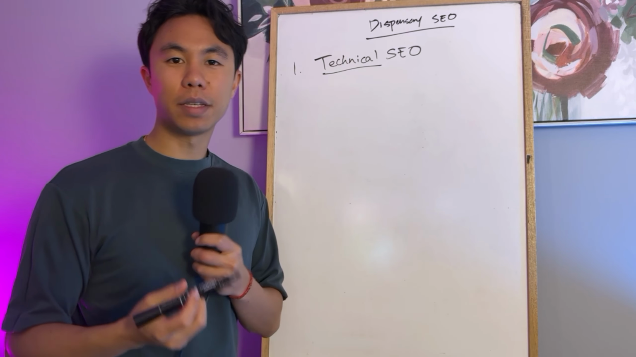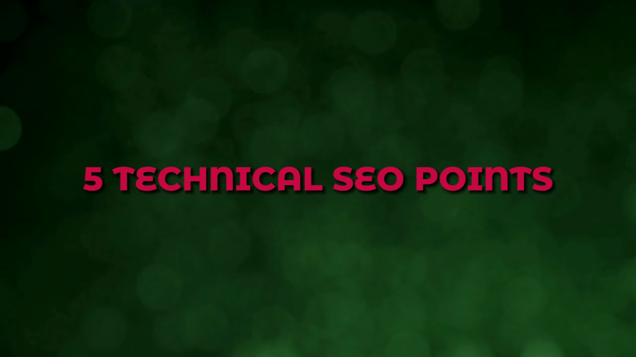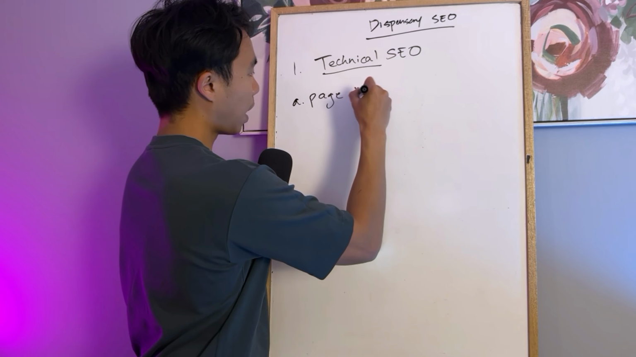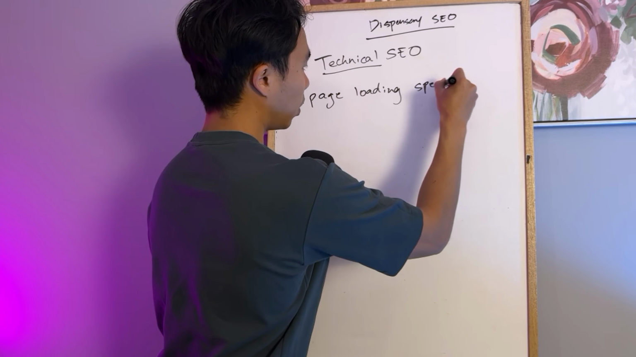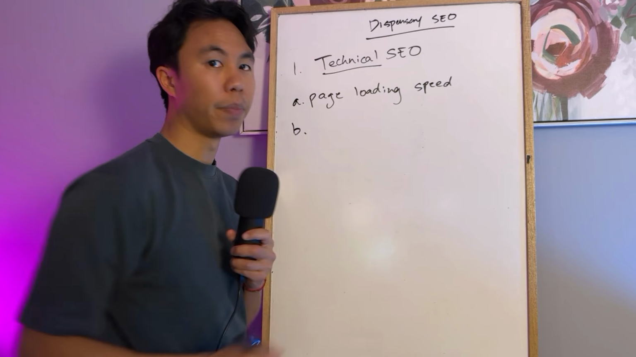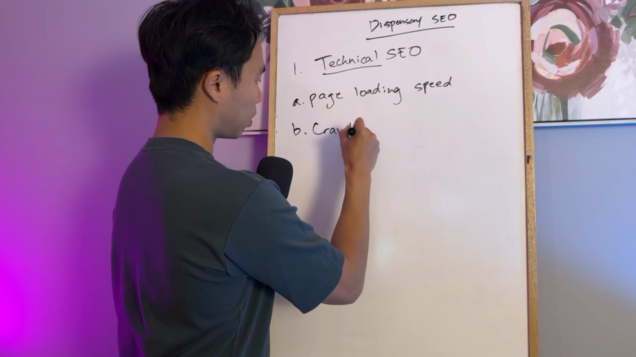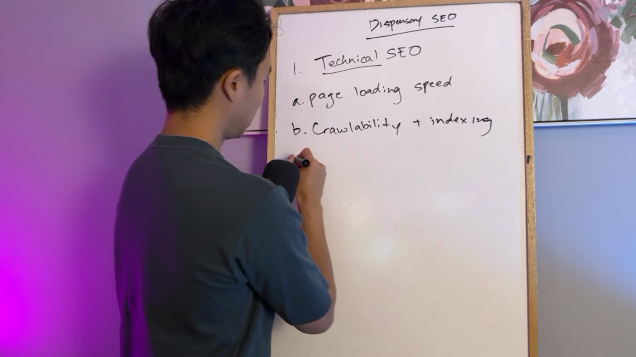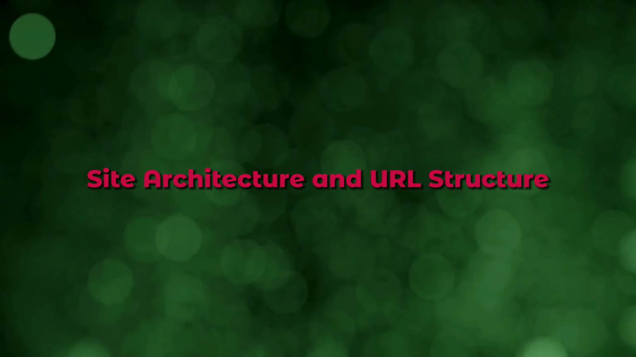So there's a lot of things to take into consideration for technical SEO, but there are 5 main points that I want to outline in this video. So the first one has to do with page loading speed. So this is essentially how fast does your website load and what are the things that we can do to help improve it. The second one is then crawlability and indexing. The third one is then site architecture and URL structure.